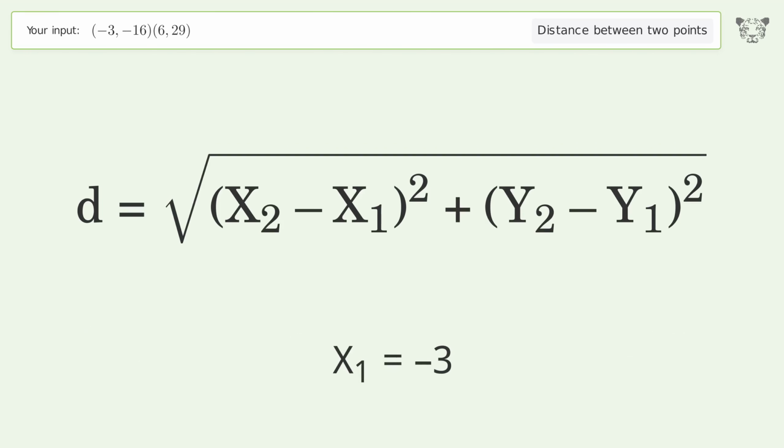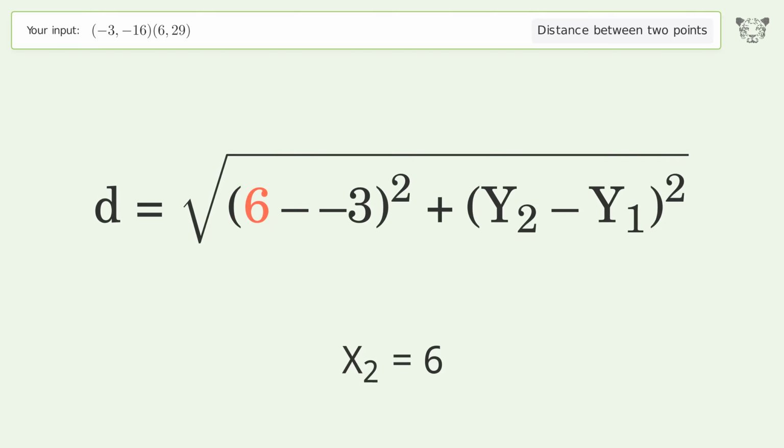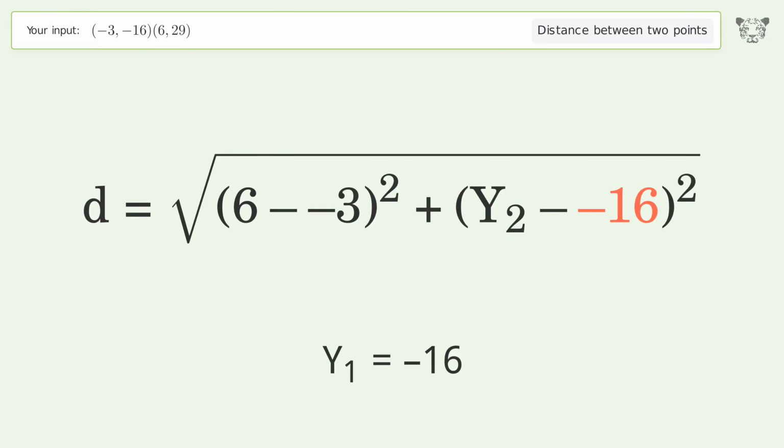x1 equals -3. x2 equals 6. y1 equals -16. y2 equals 29.